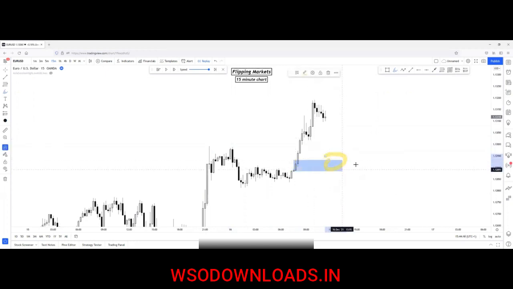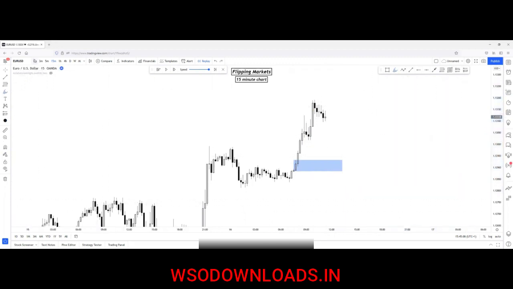And after the tap of this zone, we will wait for a 1-minute change of character inside of this 15-minute POI, this 15-minute demand zone. And after the 15-minute zone tap and the 1-minute change of character, we can hop in a trade and ride the expected order flow, which is bullish. Okay, so as you can see on the 15-minute chart, this looks like just one big leg, and this will look like just one big leg to the downside. But on the 1-minute chart, it will look like structure to the upside and structure to the downside.